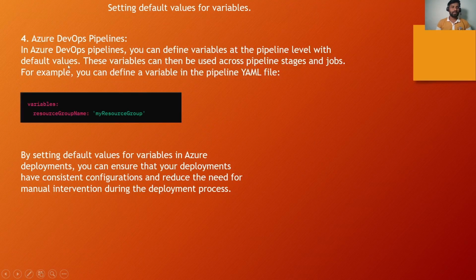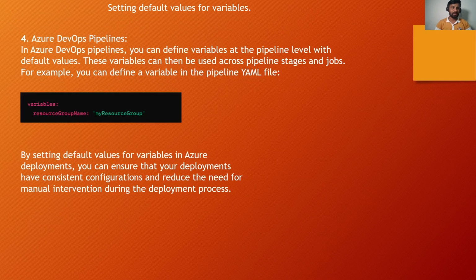Then the fourth way is Azure DevOps pipeline. This is what we are going to see, and we are going to learn all about the pipeline in future. So in Azure DevOps pipeline, you can define variables at the pipeline level with default values. These variables can then be used across pipeline stages and jobs.